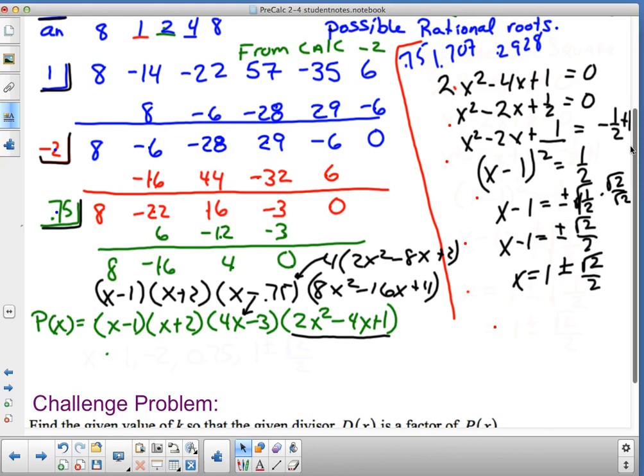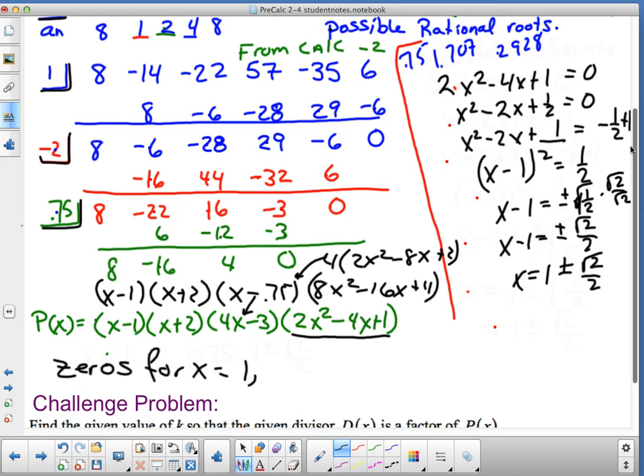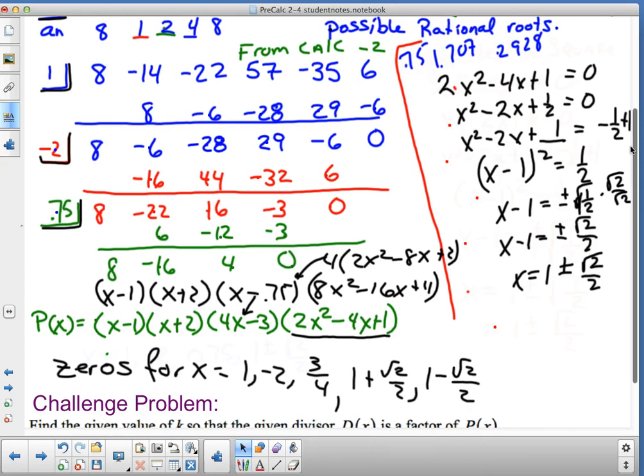Okay, we okay with the steps? Are there any questions about that completing the square? Remember, I'm just completing the square to find the zeros for that part of the value because the other ones are easy to find. My zeros for x are 1, negative 2, 3/4, and 1 plus the square root of 2 over 2 and 1 minus the square root of 2 over 2. We okay with those? And how to step through them?